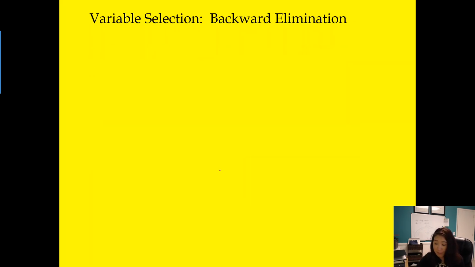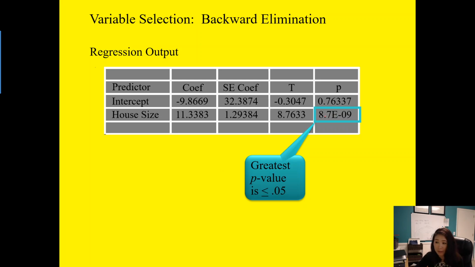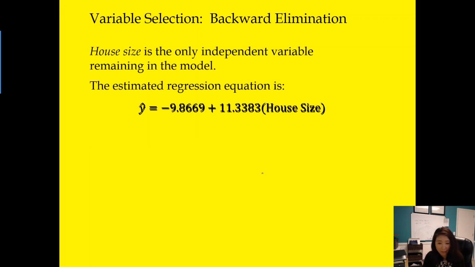Obviously, the only predictor we have is house size, and the p-value is equal to 8.7e-9. This is Excel scientific notation. That means 8.7 times 10 to the power of negative 9. If you want to keep 4 decimal places, this is a very small value, equal to 0.0000. So it's very, very small. Therefore, you have nothing to delete, and you write down your best model: y hat, which is your housing price, equals negative 9.8669 plus 11.3383 times x1, which is your house size. So this is your best model.